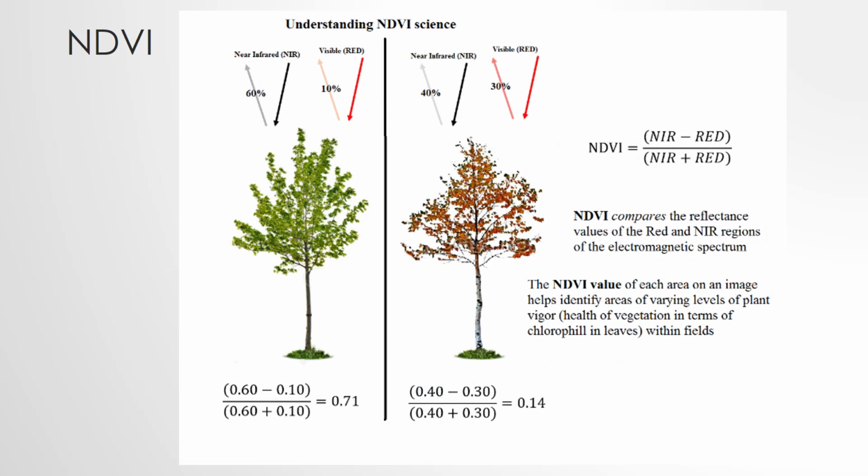So understanding NDVI science, again, it is a measurement of looking at the different reflectance within the portion of the electromagnetic spectrum that we call near infrared and red, and it gives a value on each area of the image, and it helps identify varying levels of plant vigor, and this is correlated with the health of the vegetation in terms of the amount of chlorophyll in the leaves. So a plant with more chlorophyll is more photosynthetically active. In this image here it is shown as more green, and a plant that has less chlorophyll is less photosynthetically active.